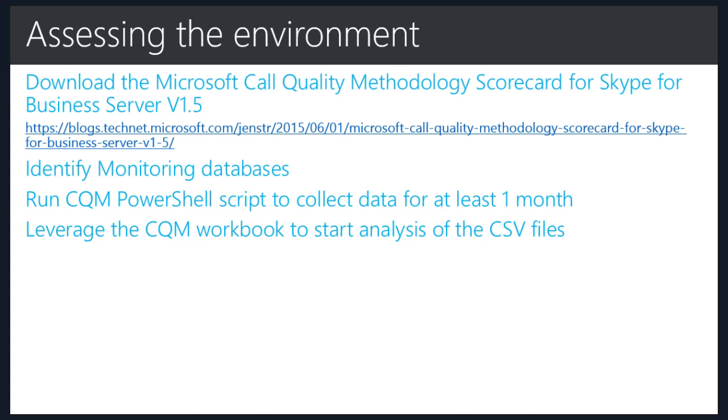Then the next step is we're going to run the PowerShell scripts to collect the data. And here the recommendation is to capture at least data for a full month. Remember, QoE data can be purged, so it's dependent on the purging configuration, but for the most part you should be able to collect at least 1 month of data. And then you're going to analyze this data using another workbook, an Excel workbook. I'm going to show you this in a bit as well.